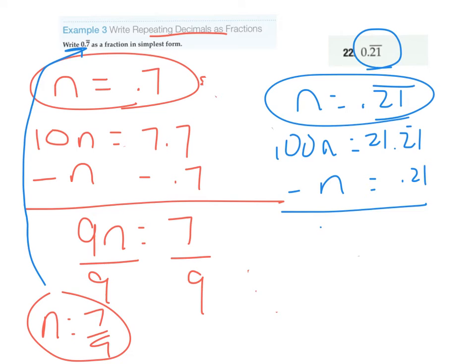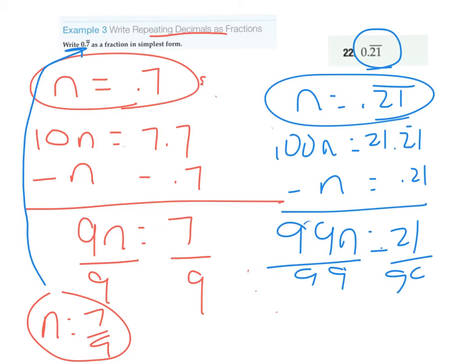By doing that, I get 99n. I get 99n equals 21. And then I divide by 99 because I want to get n by itself. So n equals 21 over 99. Now, because this fraction can be reduced, we can divide both by 3, and we get 7/33. And there is our answer.